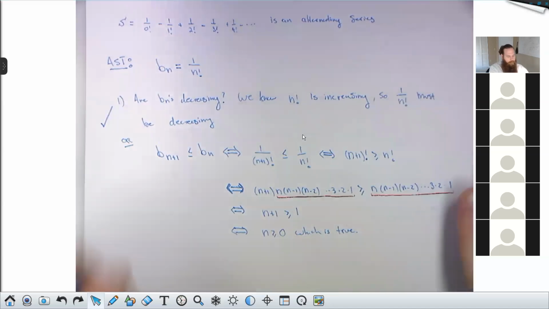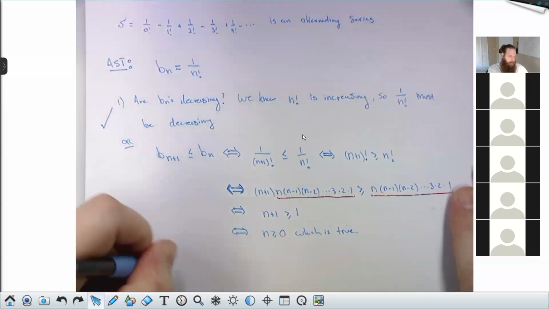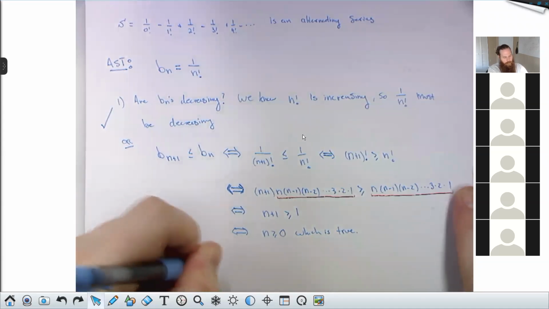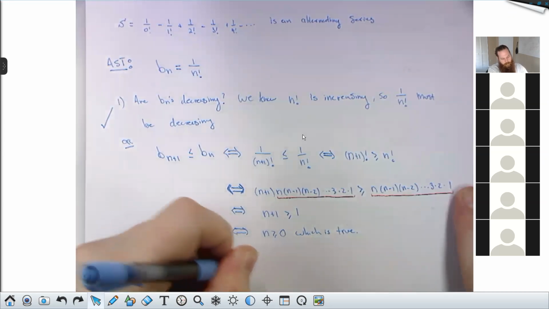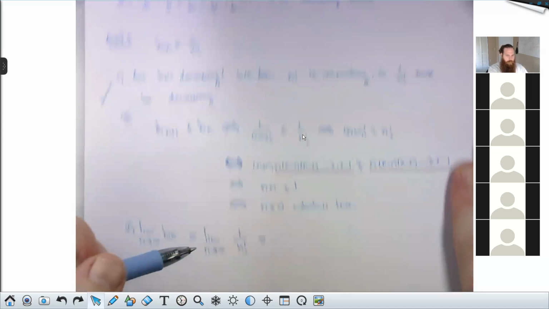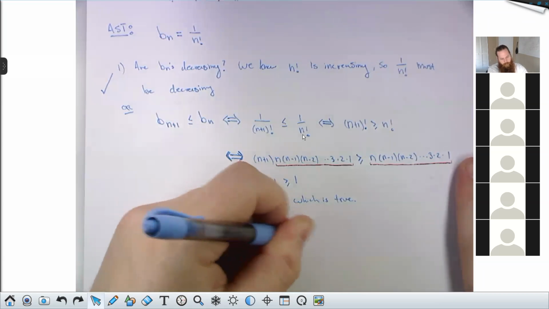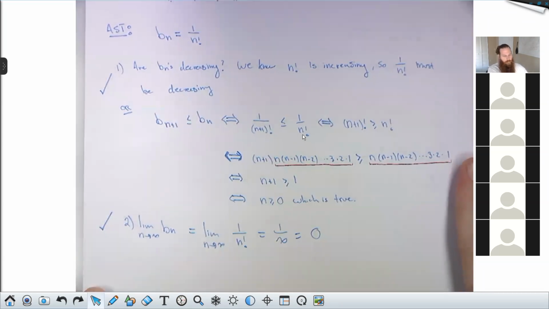What about the limit? Doesn't the limit approach 0 as n approaches infinity because the denominator is getting bigger and bigger? Yeah, good. This is the limit as n goes to infinity of 1 over n factorial. Since n factorial goes to infinity as n goes to infinity, this is 1 over infinity, which is 0. So that's a checkaroo there as well.